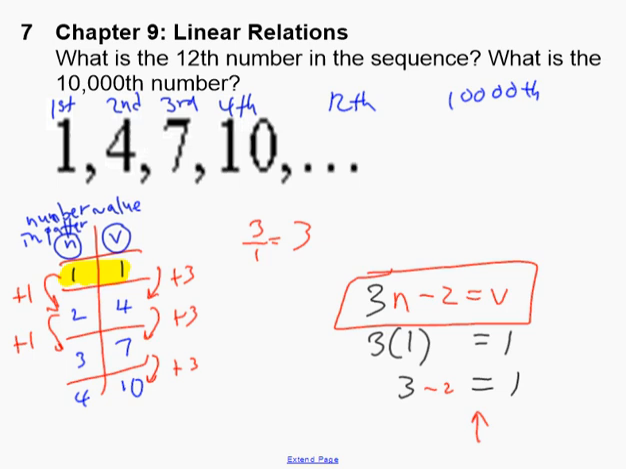So 3 multiplied by the second number would be 6, -2 would be its value. 3 multiplied by the number in the pattern, or 3 times 3, take away 2 is 7. And 3 multiplied by 4, take away 2 is 10.